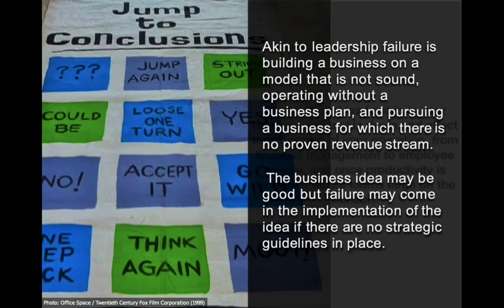So, akin to leadership failure, if you haven't got a sound business model, a sound operating plan, and a business idea that is innovative, that is unique, then in essence, your business isn't going to work. Okay, and that is one of the things that you're going to need to prove in your business plans: this viability. Is this something that you've gone out and identified that the market needs? Is it something that people are prepared to pay for?